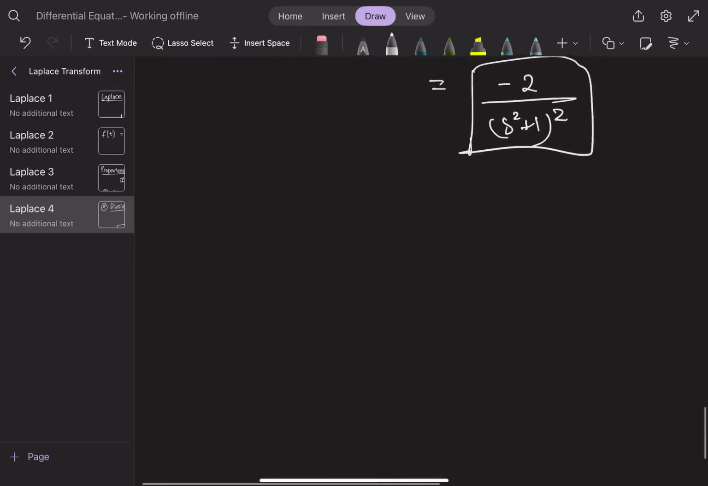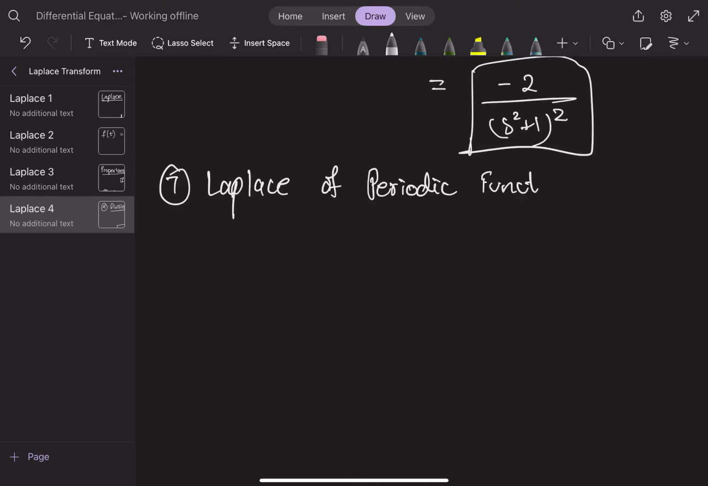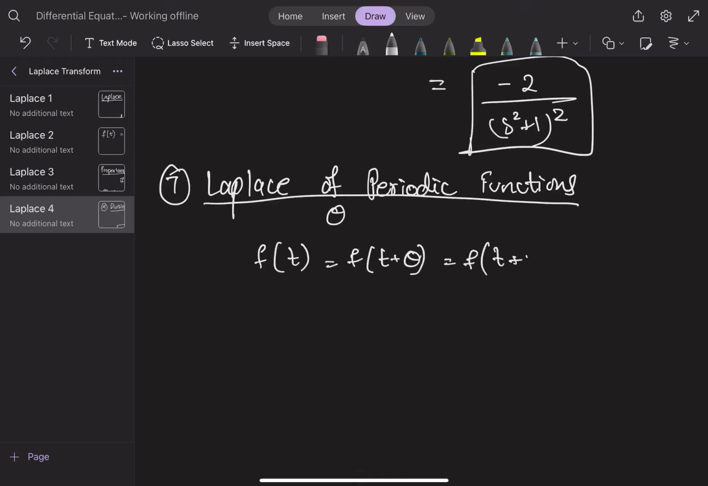Now let's look at one more property. I think this is the second last property. So this is Laplace of periodic functions. So first of all, what is a periodic function? A periodic function has a period which is suppose theta. So f(t) is equal to f(t plus theta) is equal to f(t plus 2 theta) and so on. It means that when you add theta, the function actually repeats and theta is called the period.